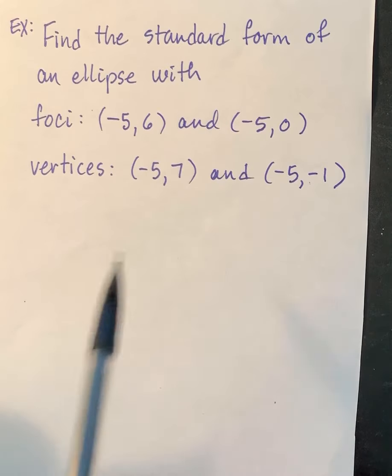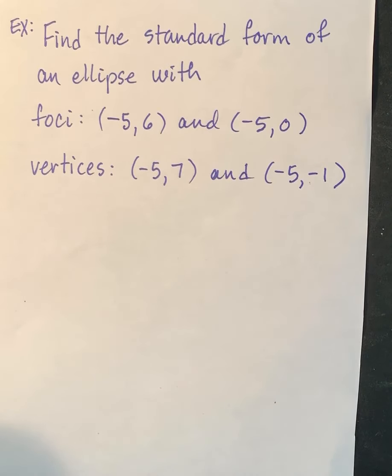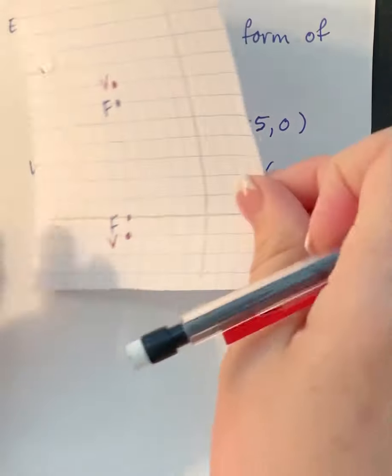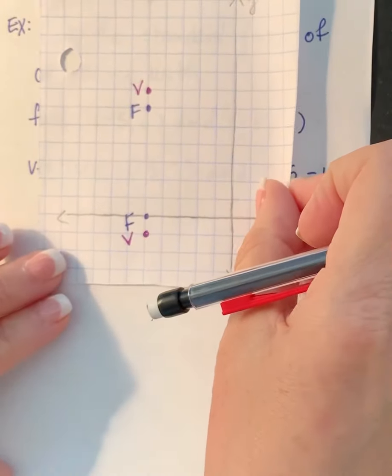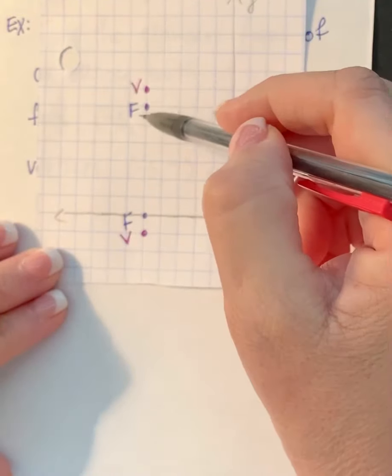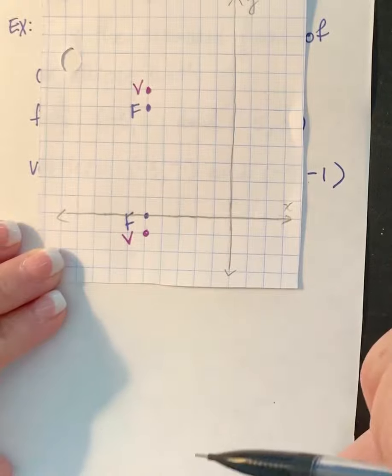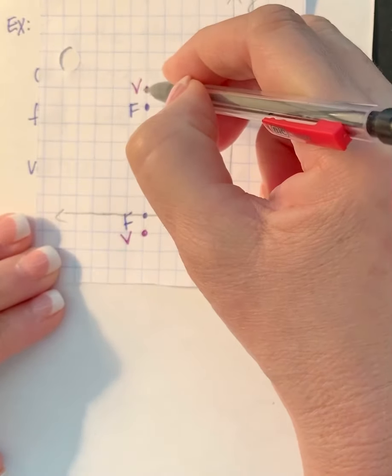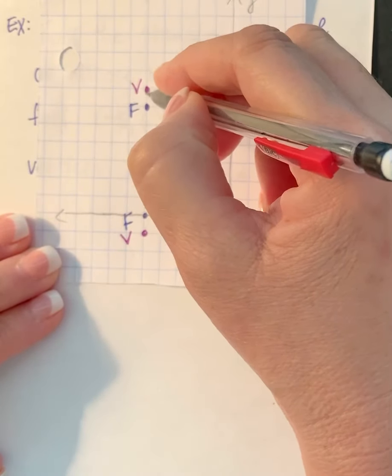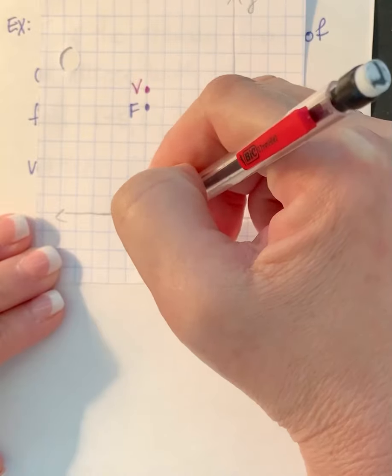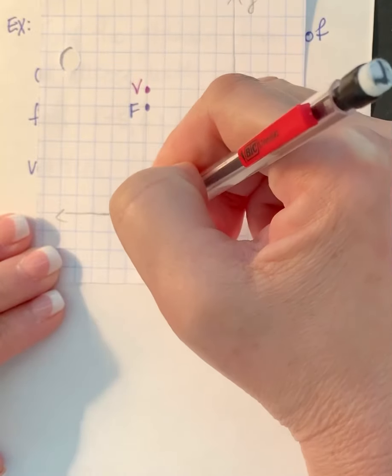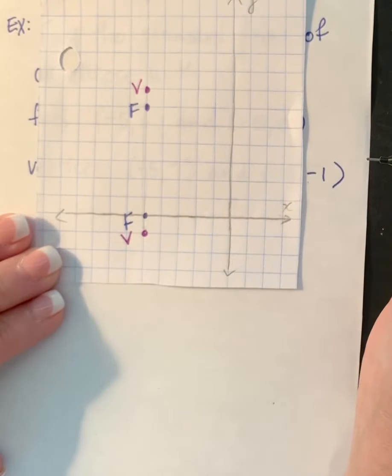Okay, now you don't have to graph to work this problem out, but I do think a basic graph makes it easier. So here is where I have graphed the two foci as well as the two vertices. You can see that the major axis is going to be vertical. And you need to find where the center of the ellipse is.